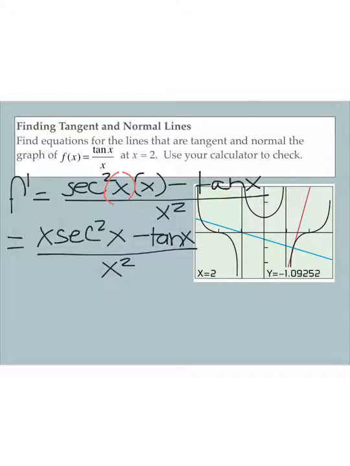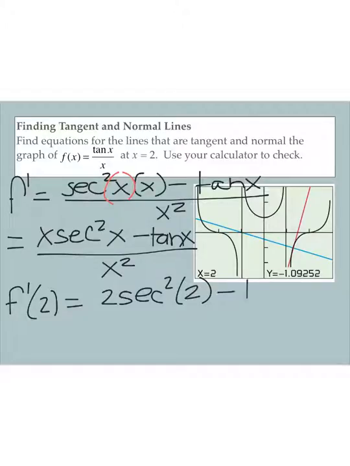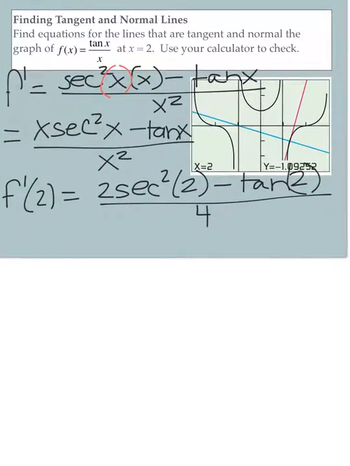Then we have to get f prime of 2, which will be 2 secant squared 2 minus tan 2 over 4. That is not something that I would expect you to know in your head, so don't be too concerned about having it memorized. You would just type that into a calculator. So f prime of 2 is whatever that's equal to. I don't have my calculator on me.